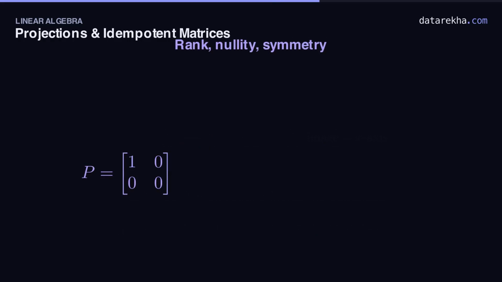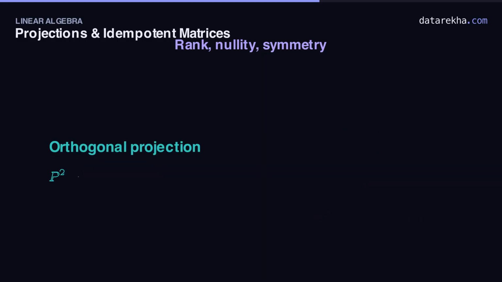Eigenvalues also hand you rank and nullity for free. Take the simplest projection. Keep the first coordinate, drop the second. Its image is the whole x-axis, so its rank is 1. What it kills is the y-axis, so the nullity is 1. And sure enough, rank plus nullity is 2, the full dimension. In general, if P projects onto a k-dimensional subspace, its rank is k, and its nullity is n minus k.